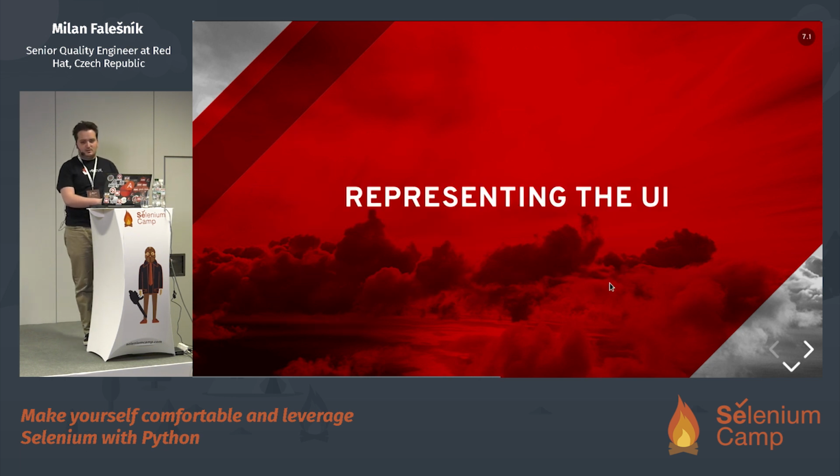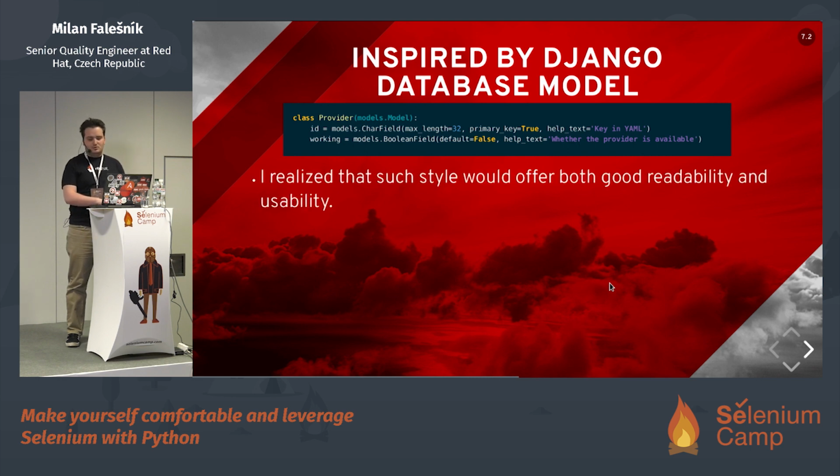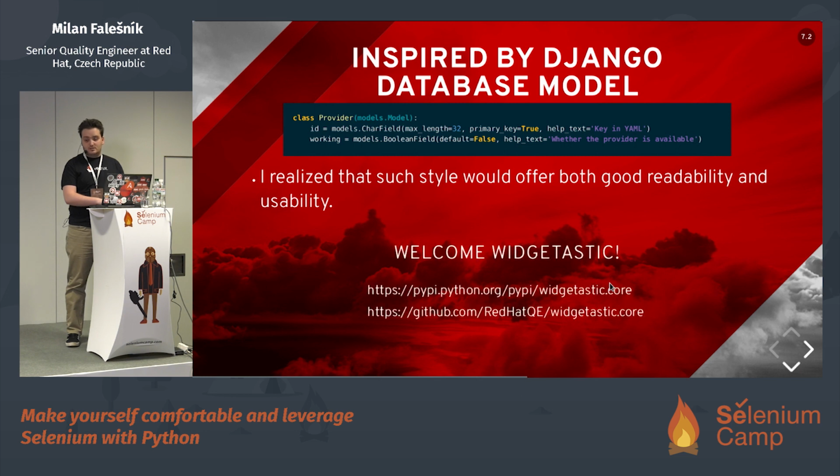So to represent the UI, I got inspired by the Django database model. If you don't know Django, it's a Python web framework, and it has an excellent database model. You basically just define a class, which is the table. You tell what is in the table. You define it in such a way, and it just works. And I thought that would be a good thing. So I wrote widgetastic, which you can take a look at on PyPI or on GitHub. And what it is.